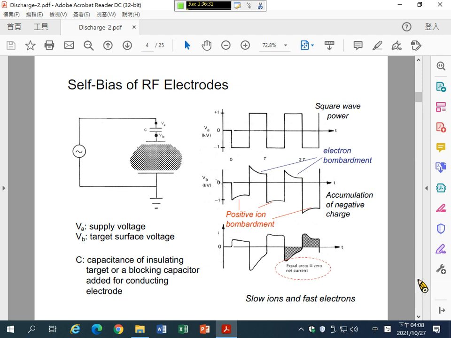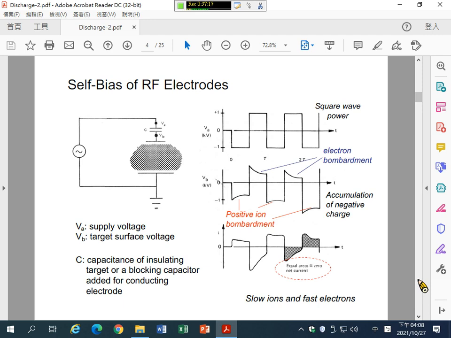And in a previous chapter, the nature of plasma, we have already known that electrons travel much faster than ions in plasma. So the electron flux in this half cycle is larger than the ion flux in the other half cycle. Even though at the beginning the electrode is charged up positively, the positive charge will be neutralized by the electron bombardment very fast.